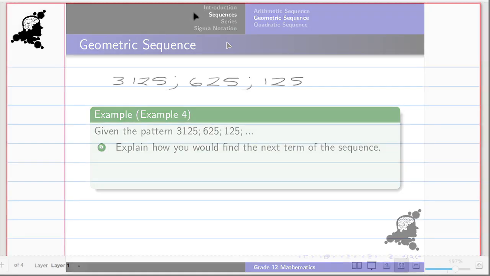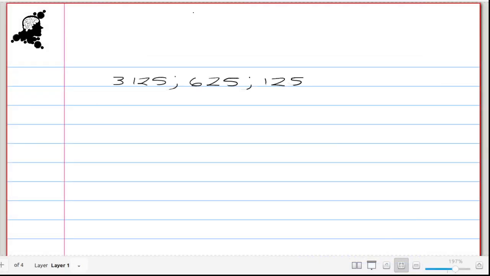Okay. See, I like questions like these where you have to explain, because you're going to use a calculation to explain in any case. So the first thing you have to do is find the common ratio. So I can find the common ratio by saying my common ratio is 125 divided by 625, and that's going to give me 1 over 5. So I have my common ratio, which is 1 over 5. But we haven't answered the question. The question said explain how you would get the next term.